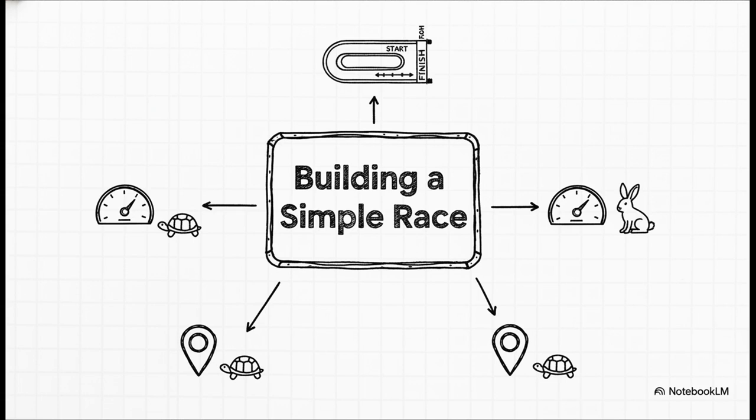You need to know how long the race is, right? The track length. You need to know how fast the tortoise is going, how fast the hare is going, and of course you need to keep track of where they are at any given moment. That's it. Those are the basic building blocks.